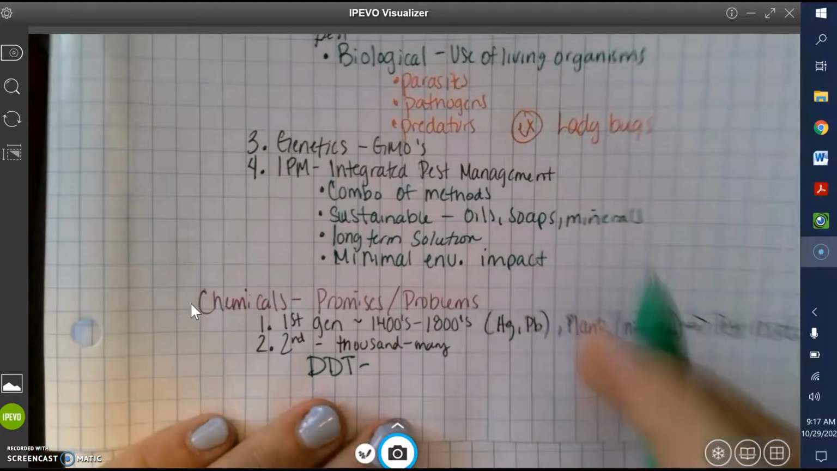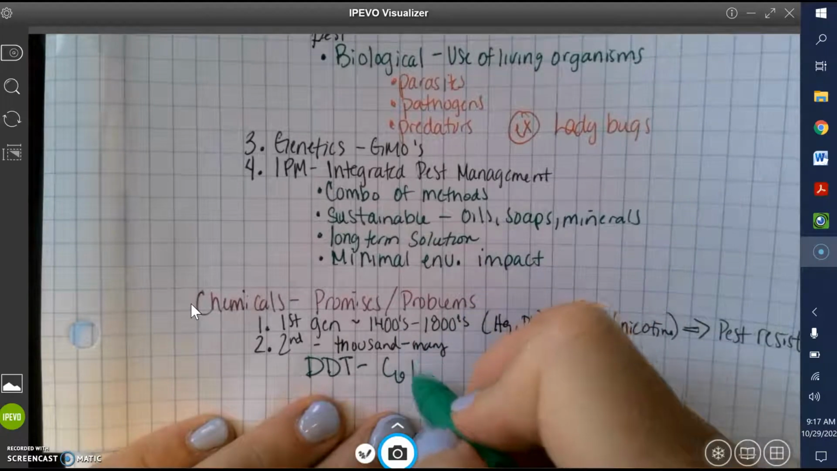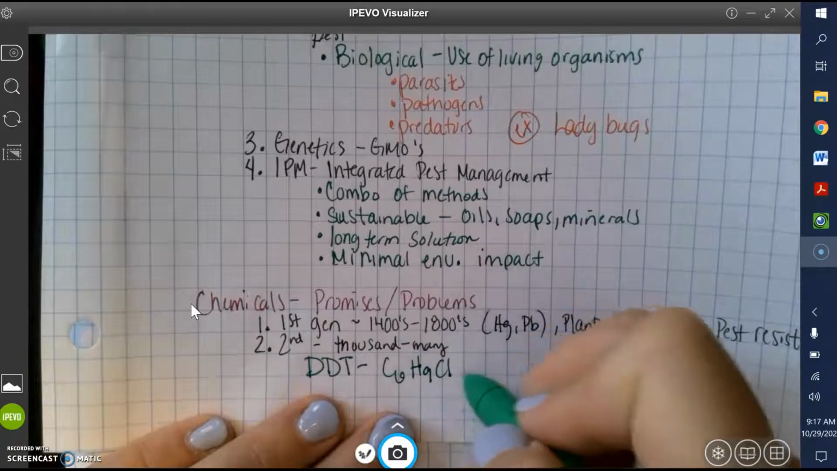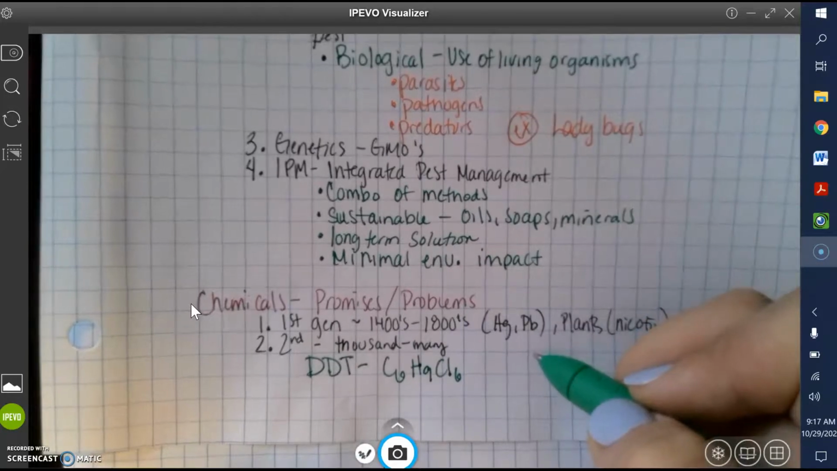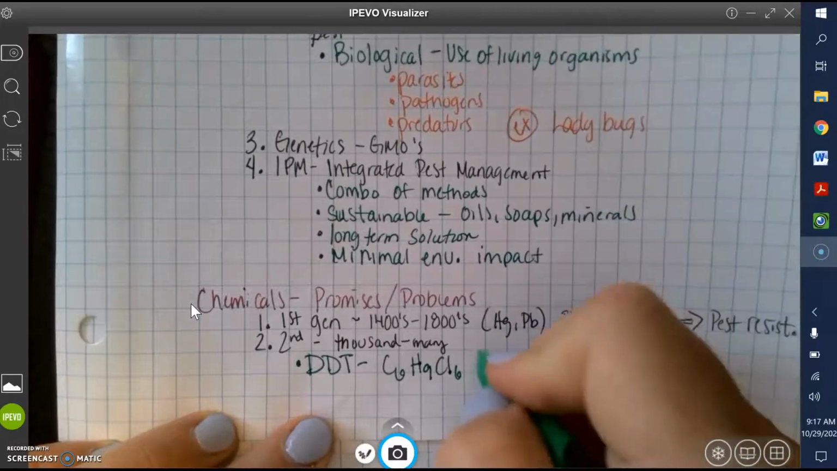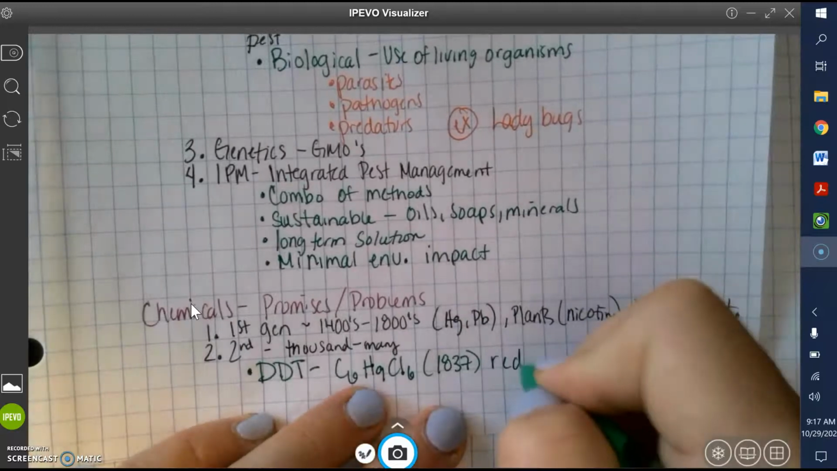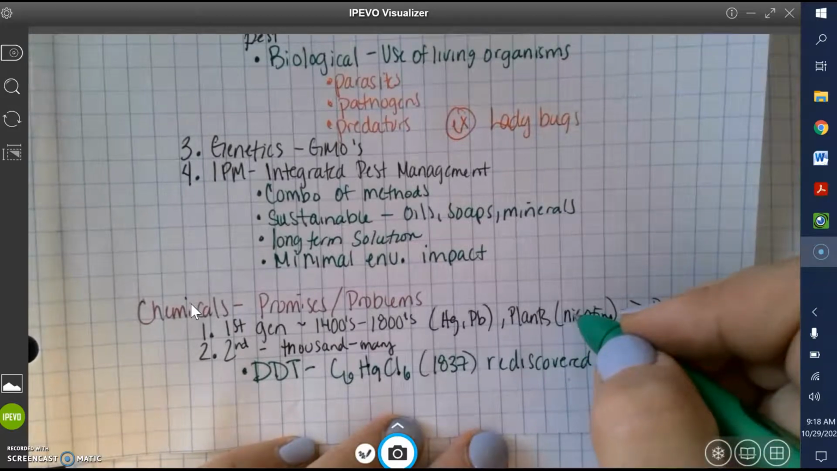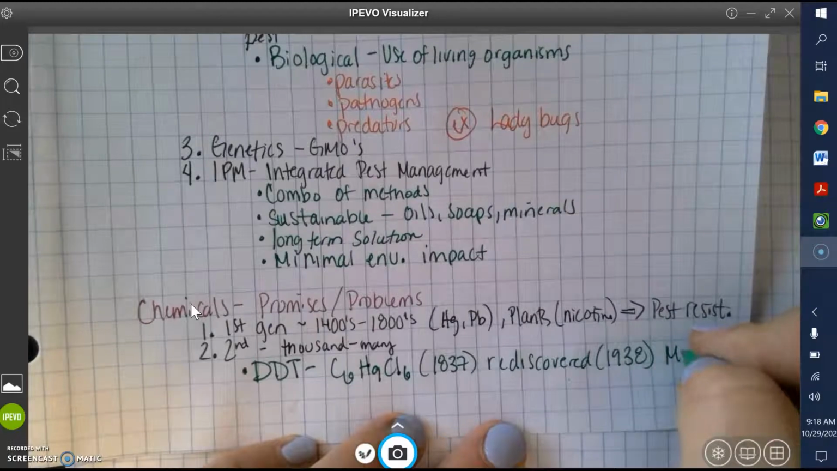DDT is the chemical formula. You don't have to write this down if you don't want to, but it's C14H9Cl5. This is dichlorodiphenyltrichloroethane, DDT for short, which you probably all have heard of. This chemical was actually found in about 1837 and then rediscovered in 1938 by a guy named Paul Mueller.